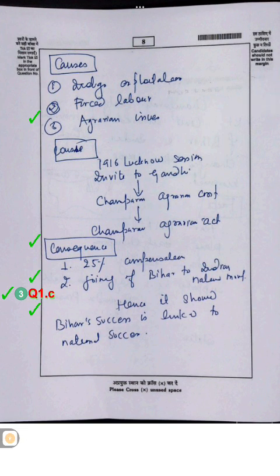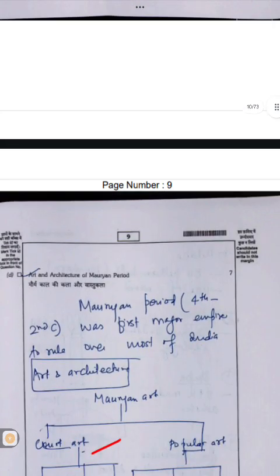Course: 1916 Lucknow session, invitation to Gandhi, Champaran Agrarian Committee, Champaran Agrarian Act. Consequence: 25% compensation, joining of Bihar to the Indian national movement. Hence, it showed that British success is linked to national success.